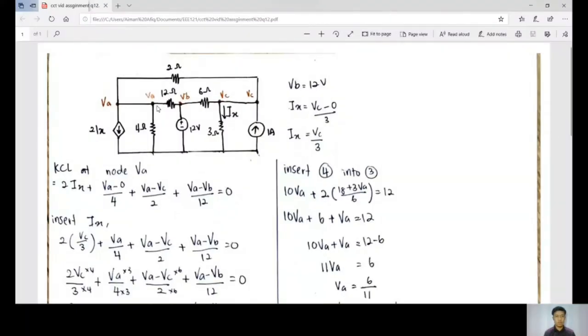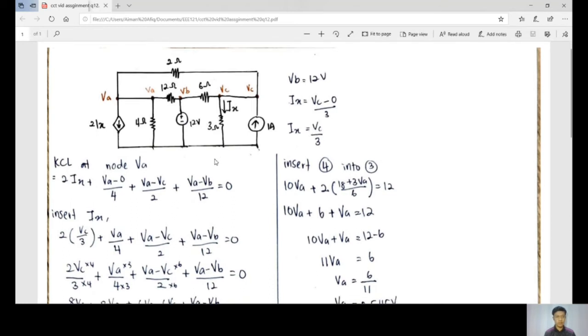Here we put node VA here and node VC here, because there is no component in this wire and this wire, so it is the same node. And then here we know node VB is equal to 12 because there is a voltage source here, and Ix here is (VC minus 0) over 3 ohm. So Ix is equal to VC over 3. First we will do the KCL at node VA.